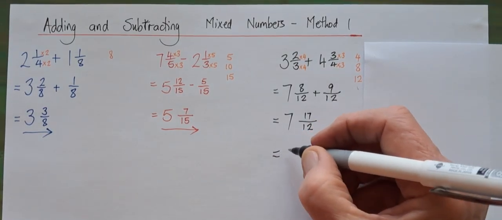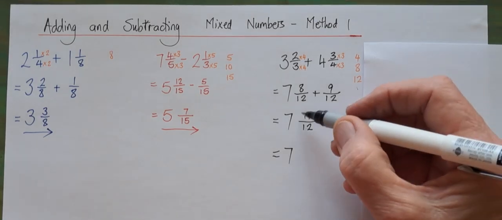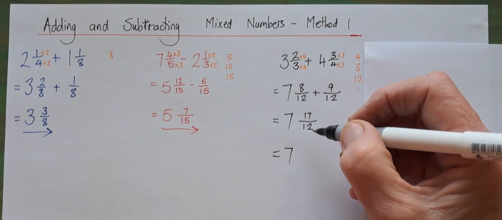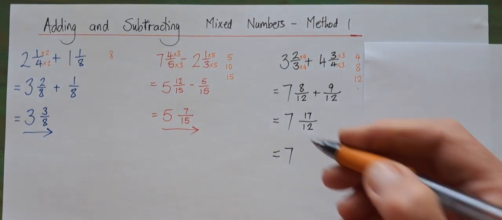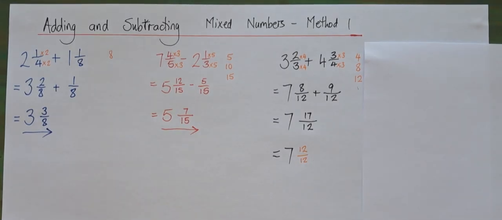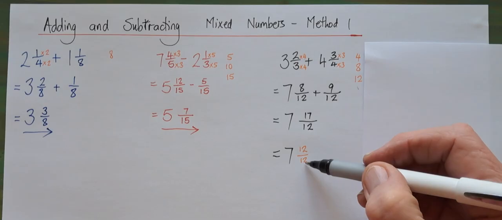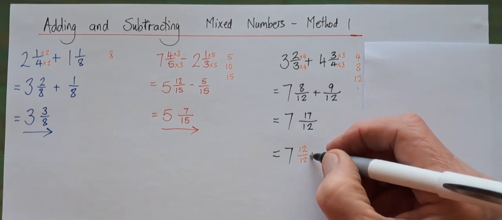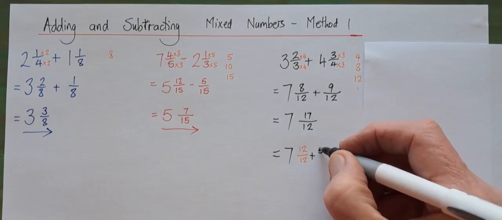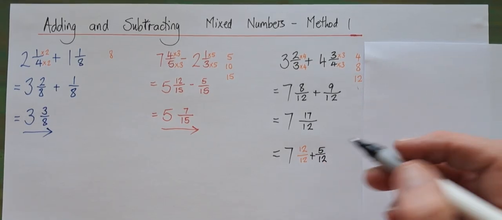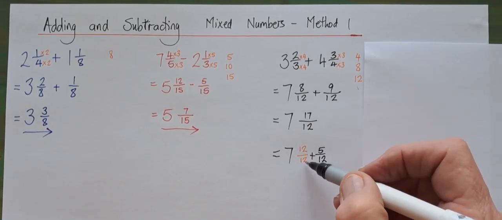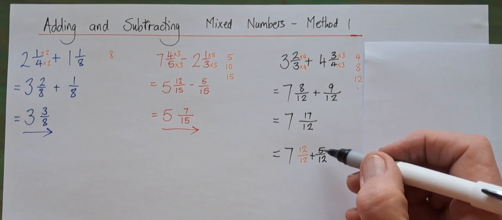So we're going to keep our whole number of 7, and then we're going to break this up, remembering that anything over itself is equal to 1. So if I take 12 of those 17 and I put it over itself, 12 over 12 will be 1. But then I had 17, so 12 plus what will give me 17? 12 plus 5. So all I've done now is I've broken the 17 over 12 into 12 over 12, which is another way of saying 1, and 5 over 12.